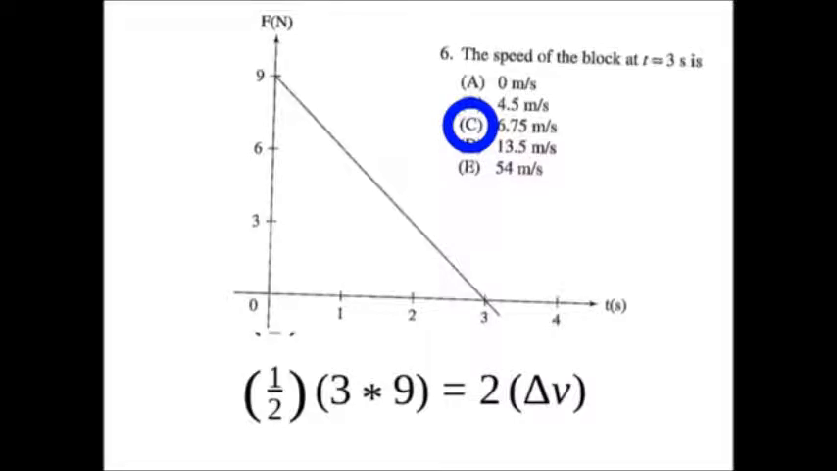A lot of people said B, 4.5 meters per second. I couldn't figure out how you got that. So if you got B, let me know how you got B, but the answer is C.